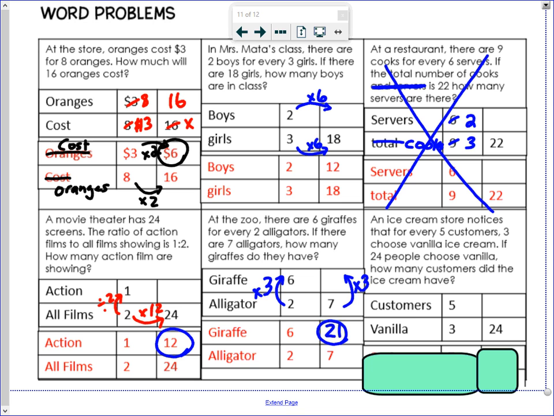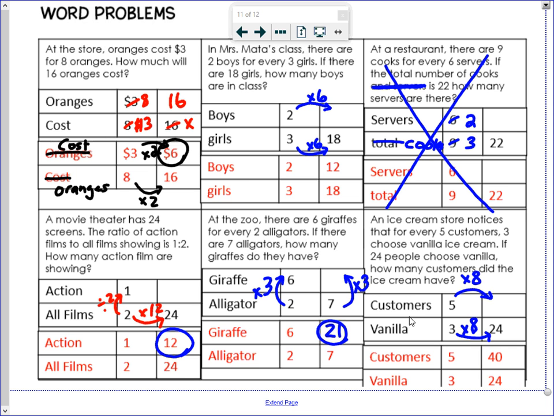So in this case, we're going to go between, because 24 divided by 3 is 8. But we're starting at 3, so it's going to be times 8. So 5 times 8 is going to give us 40 total customers, if 24 were to choose vanilla.